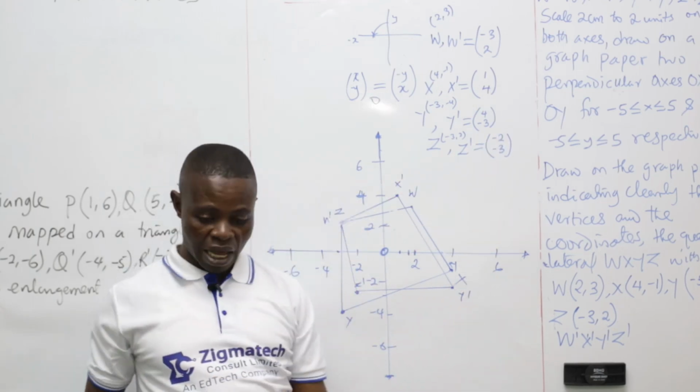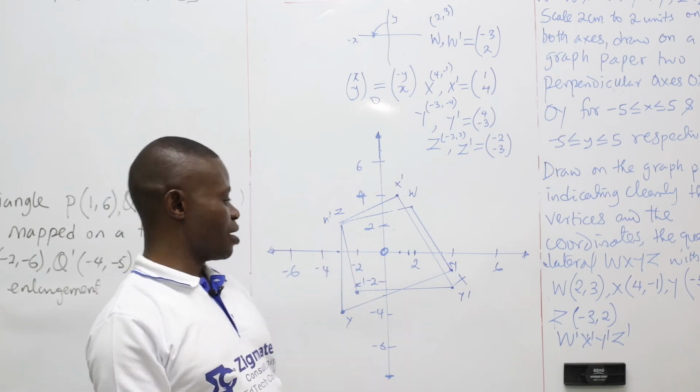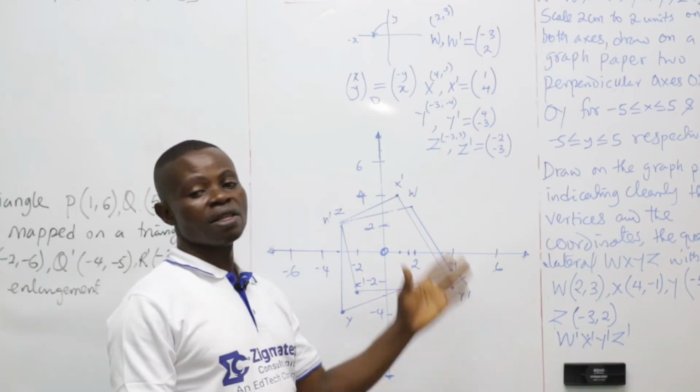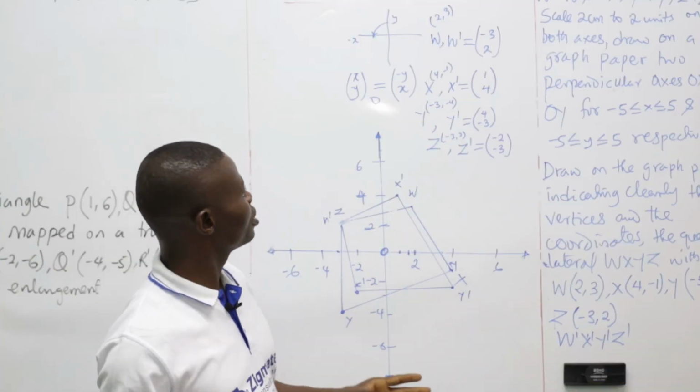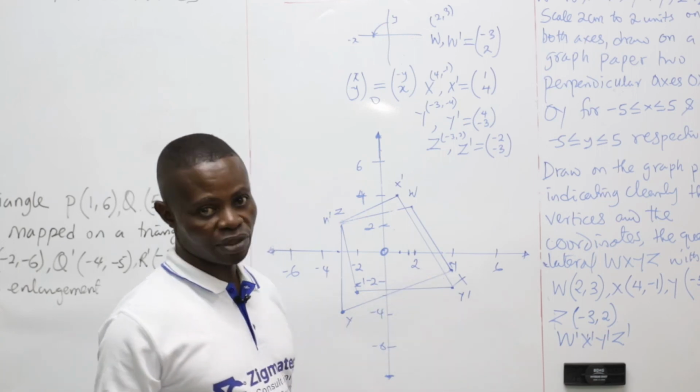Okay, this marks the end of this lecture. Look at what you have here, and also look at the solution provided by our exam guide. You can see both of them are the same thing. Here marks the end of this topic, transformation versus enlargement.